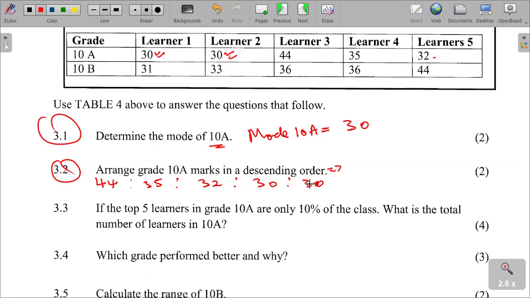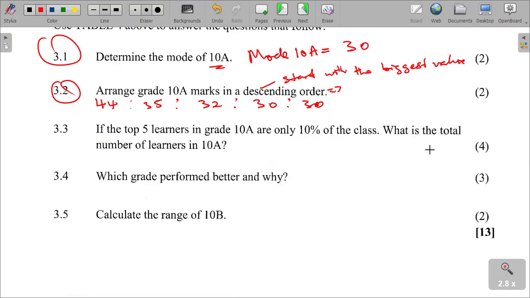Descending order, guys, means you start with the biggest value and list downwards. That is what you mean by descending order when you are calculating this. Are we together there?